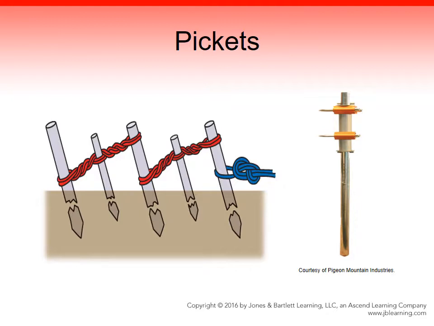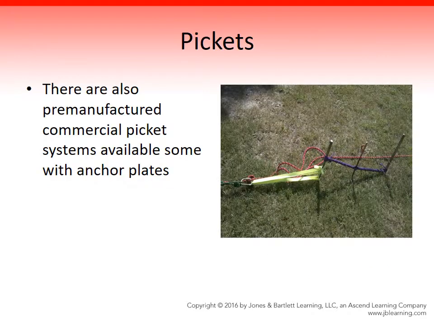Pickets should be made of metal with good shear strength, such as cold rolled steel or high-strength tensile tubing or rebar. There are also pre-manufactured commercial picket systems available with some anchor plates. Pickets should be at least 5 feet in length so that a minimum of 3 feet are in the ground and a maximum of 2 feet are above the ground.